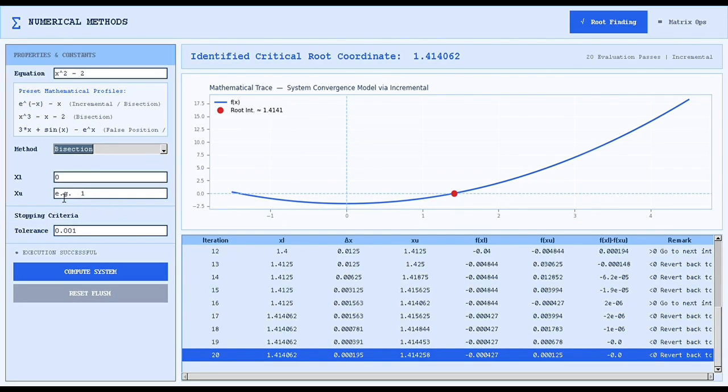Next, bisection. This one requires both bounds, so I set XL to 0, XU to 2, and a tolerance of 0.001. It confirms the sign change exists between these two bounds, then repeatedly cuts the interval in half until it closes in on the root. It is slow but guaranteed to converge as long as the sign change exists.